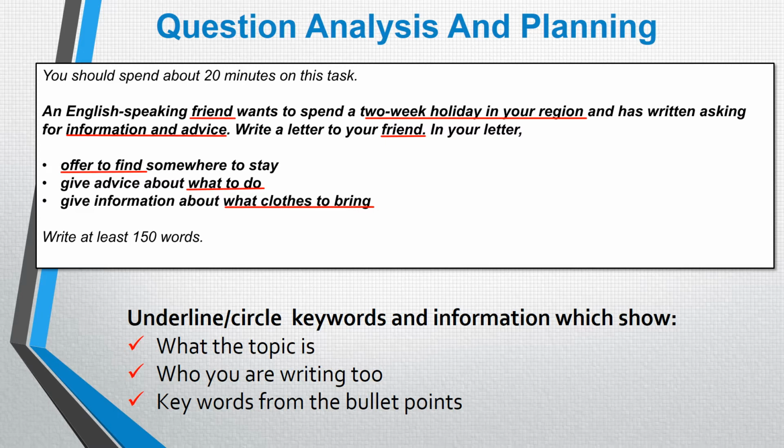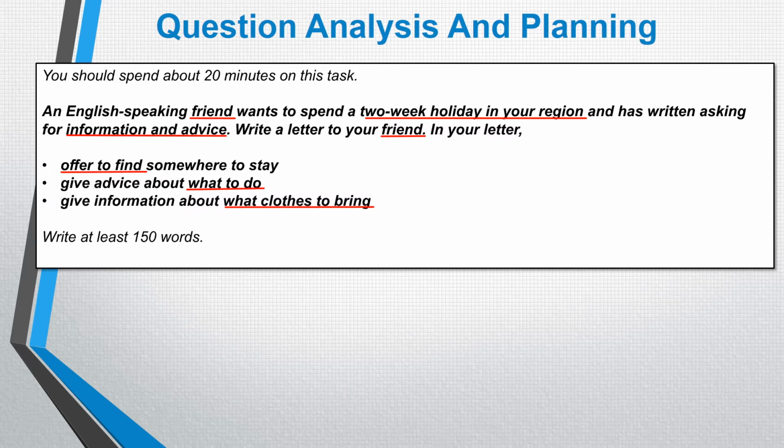Now we need to come up with the ideas that we can use to answer these bullet points. So now for the ideas. The first bullet point, we've got to offer to find somewhere to stay. I'm just going to make this up and say that I know some good websites and that I know the best areas and how to get the best prices. So that's why I'm going to offer. So that's my bullet point for that one.